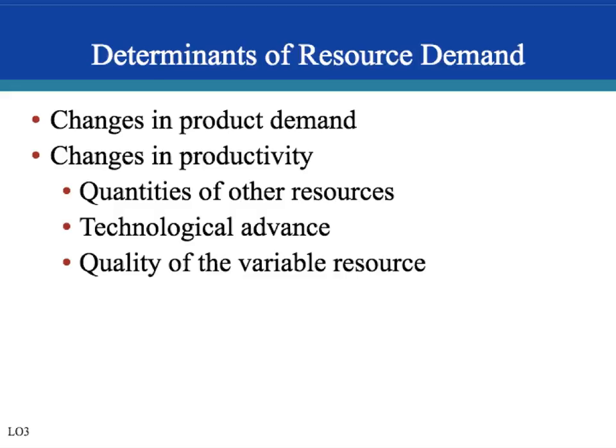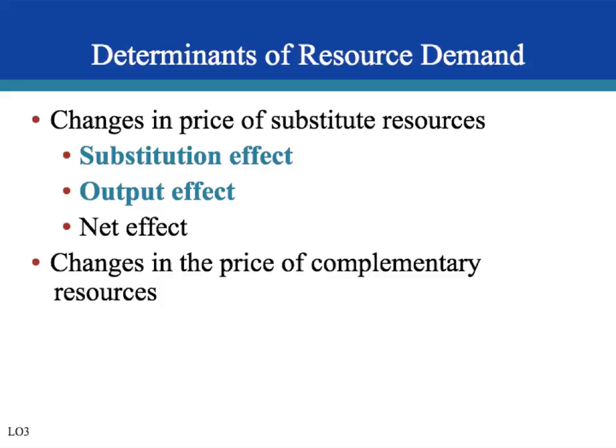And also the quality of the variable resource. So if workers receive training, better education, then their productivity will increase, and that would shift resource demand to the right as well. A change in the price of substitute resources also would shift the demand curve for resources. So we have the substitution effect and the output effect, and they generally go against each other, and so we need to look at the net effect to determine which way resource demand shifts.